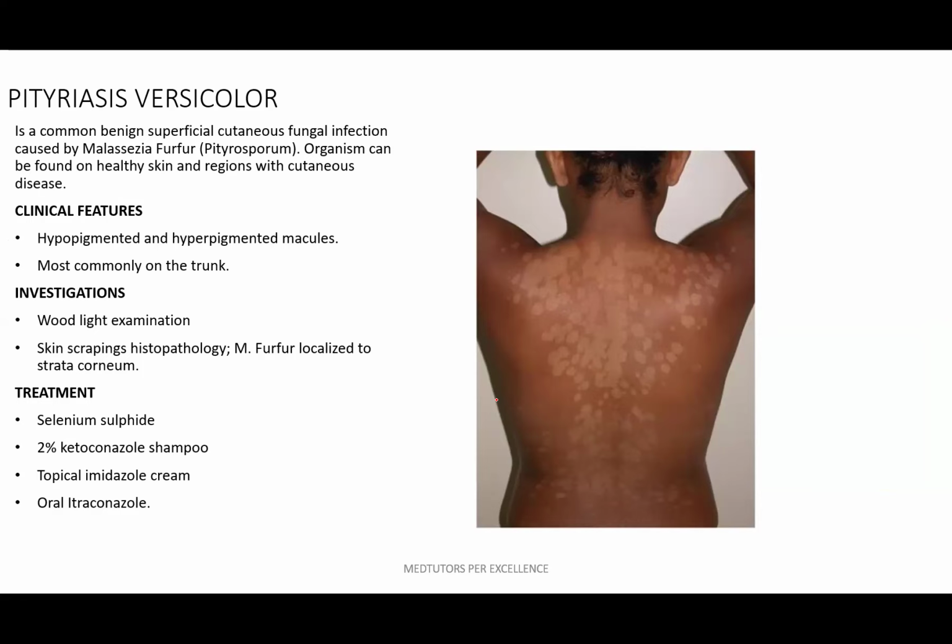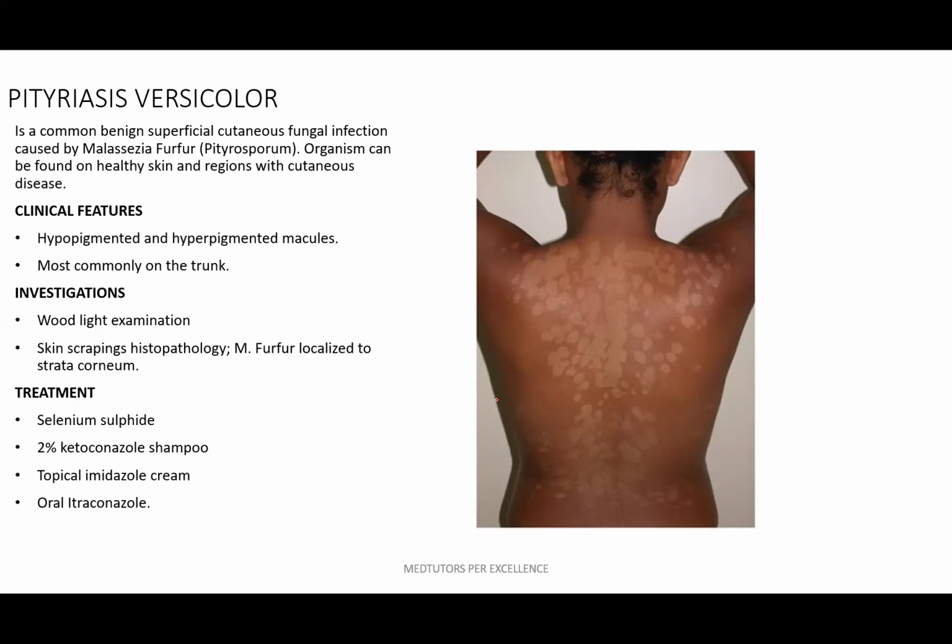It presents as hypopigmented or hyperpigmented macules. You can see this lady, all her back. It's common on the back or the chest of individuals. So it's commonly seen in the trunk. And most of these fungal infections, with good light examination, become more prominent.